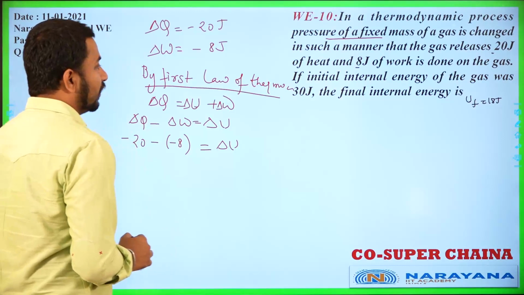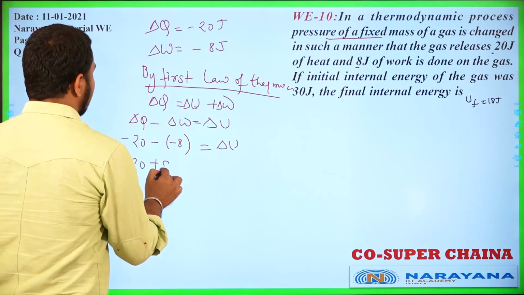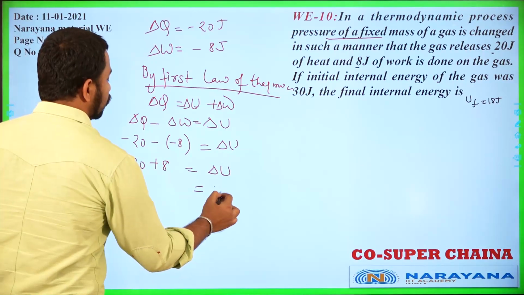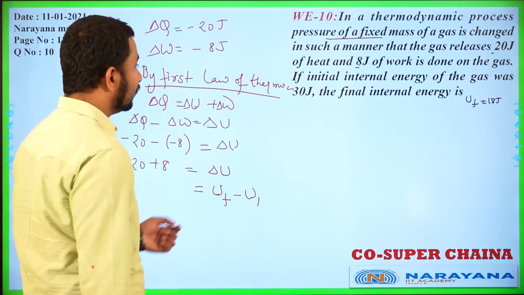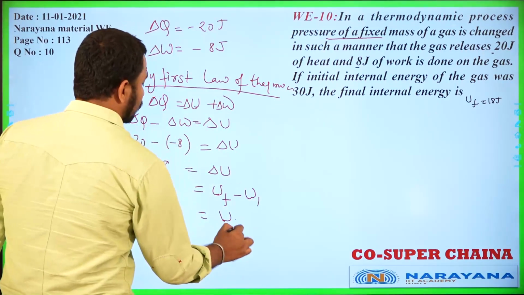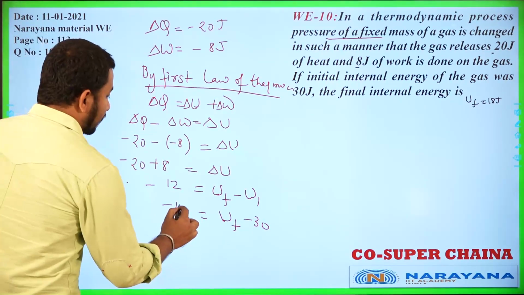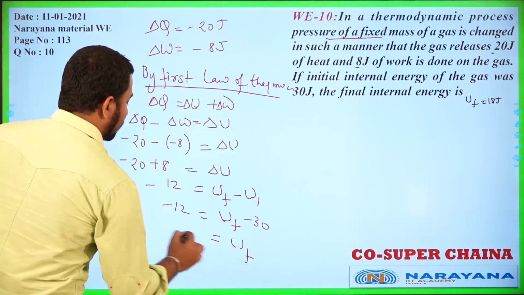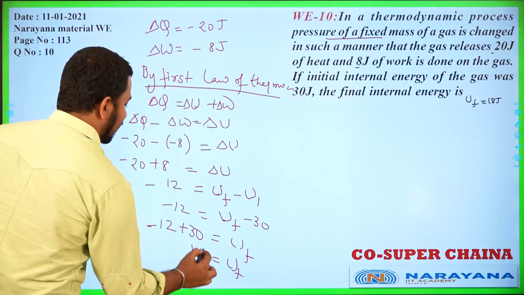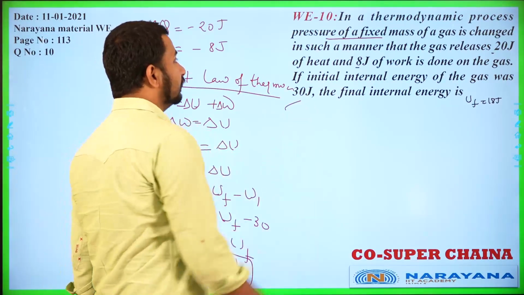So from here, the value of delta U will be minus 20 plus 8. Delta U is U final minus U initial, right? Now U initial is given as 30, so U final we need to calculate. U final minus 30 is coming as minus 12. So U final will be minus 12 plus 30, right? So U final will be 18, and that will be the answer of this question. So 18 joule is the answer of this question, right?